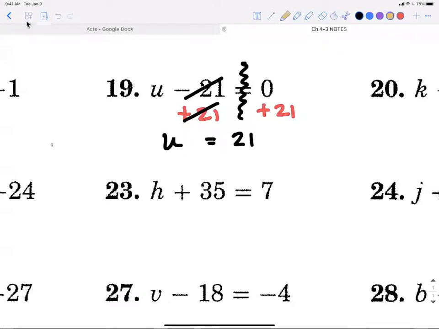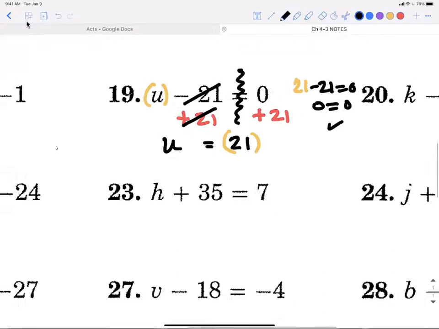Check your work. So you take where there was the variable and now what you know the variable equals. So you plug that in. So 21 minus 21 equals 0. Does 21 minus 21 equal 0? Yes, it does. Okay.